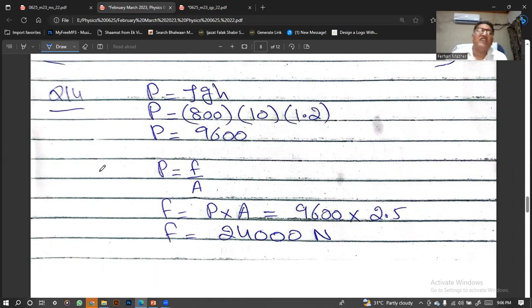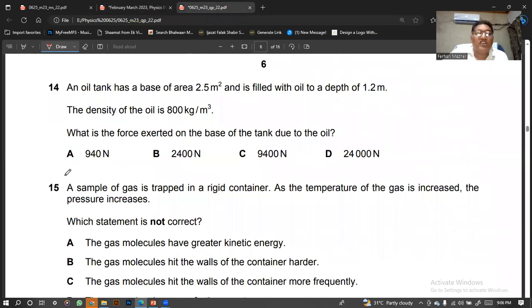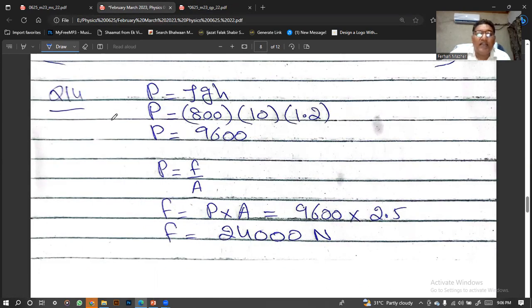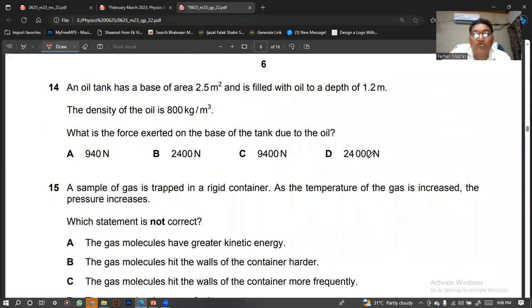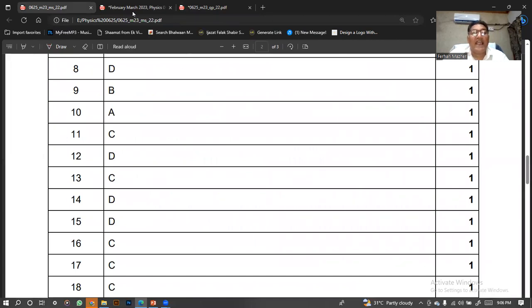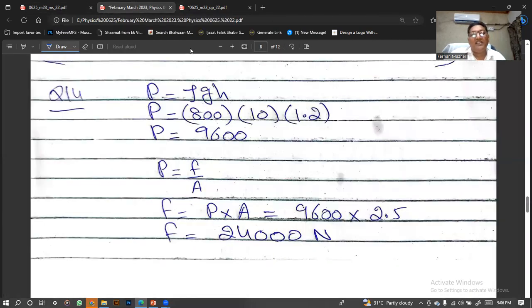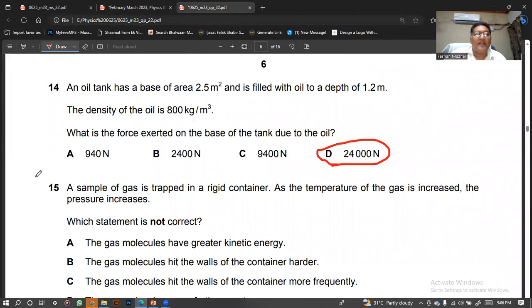Now, the question is, what is the force exerted on the base of the tank due to the oil? The pressure is equal to force divided by area, so the force will be equal to pressure multiplied by area, that is 9600 multiplied by 2.5. So the force will be equal to 24,000 Newton. So I think D is the right option, sir. This is the solution.